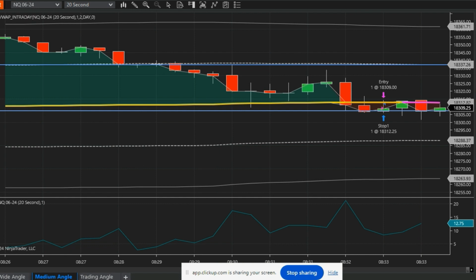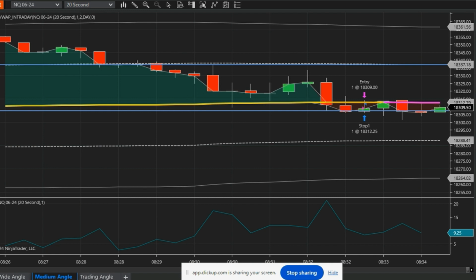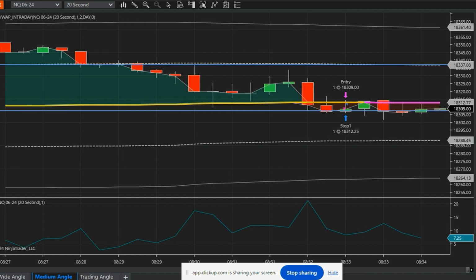But we might be bouncing off the moving average here, and that would be a good place for me to get in. If it hits it again, I might come right in. I can't remember how I did it. Oh, that would have been it. There we go. And there we are. Hit my profit target.